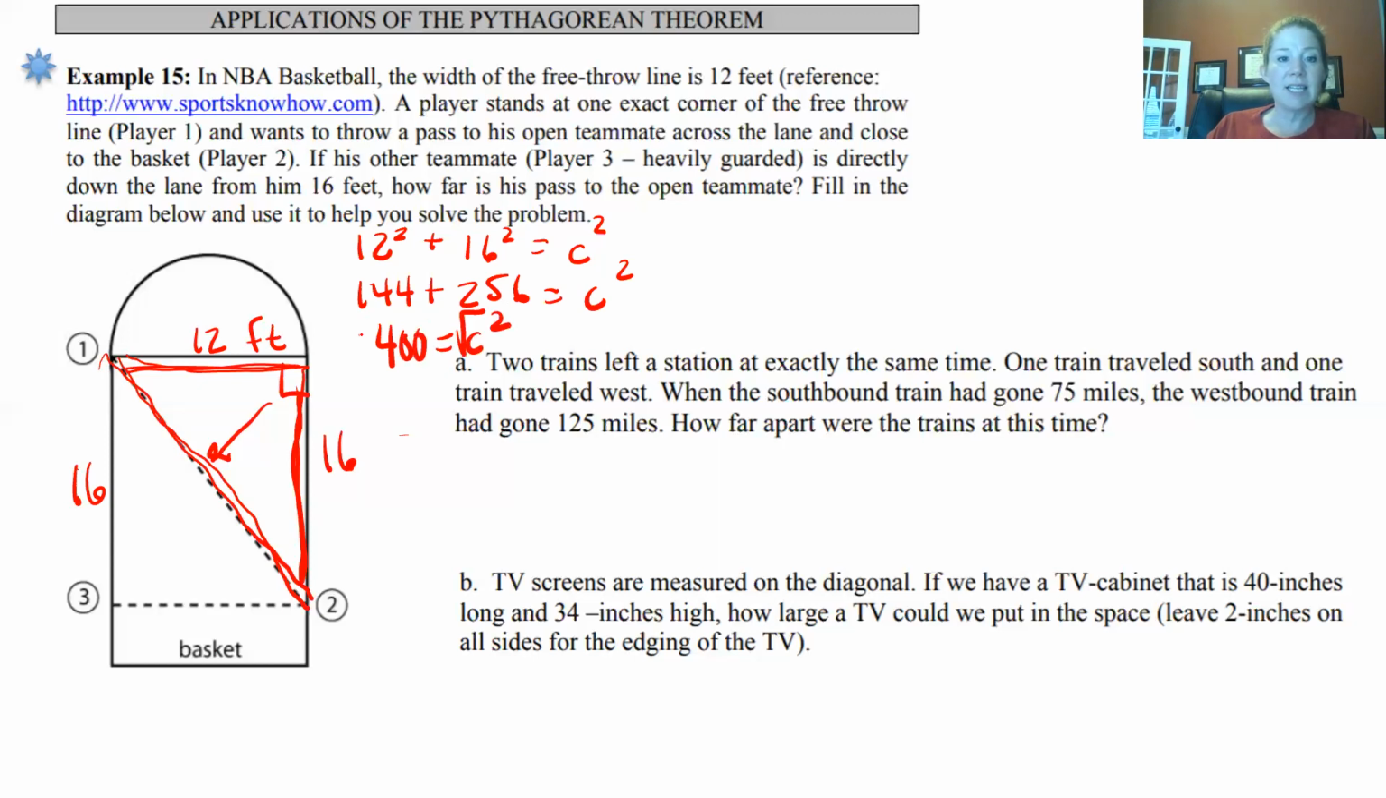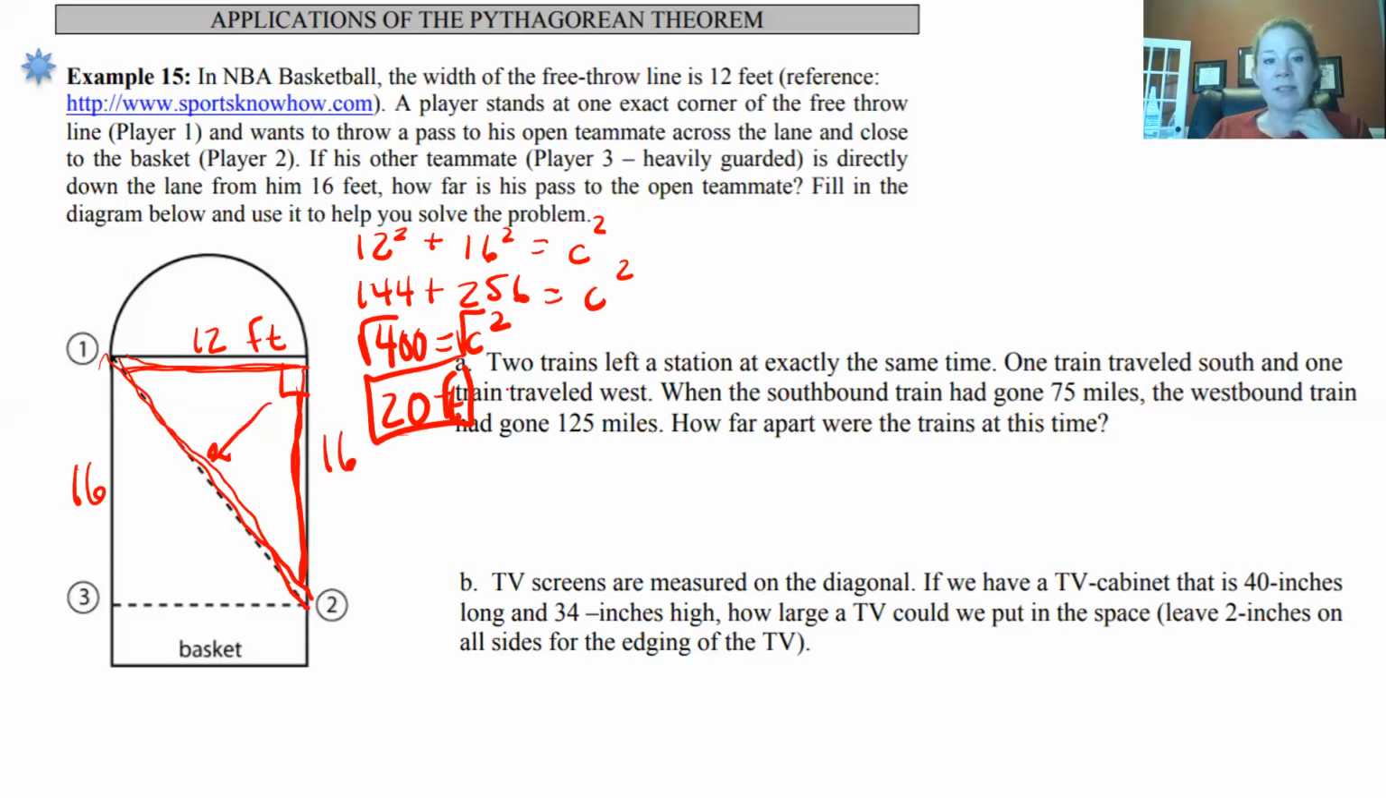So what does C equal? Well, the square root of 400 is 20. So the answer to the question is 20 feet. There we go.